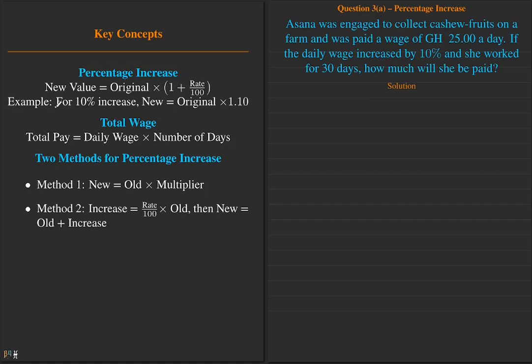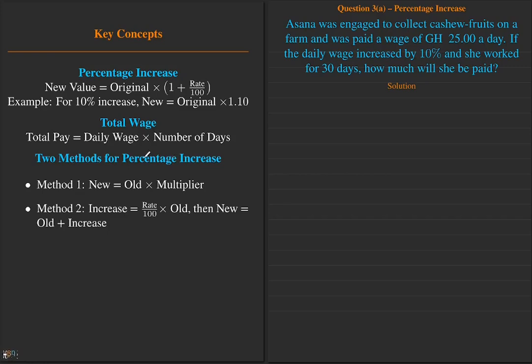Then we have another one, which is the total wage. If you are talking of the total wage, it simply means by the end of the month. So if it is a 28-day month period or a 31 or a 30, then all we need to know is the daily wage. If you know your daily wage, you multiply it by the number of days and you'll be able to calculate the total pay by the end of the month.